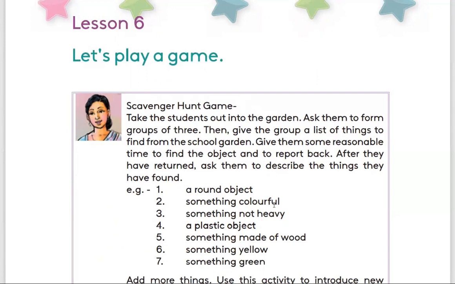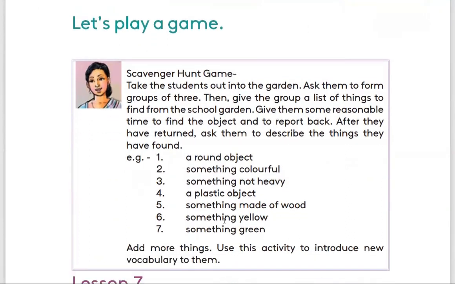What are colorful objects in the garden? Flowers, leaves, sometimes there may be leaves also. Round objects, stones, fruits, right? Then plastic objects, something made of wood, right? Something yellow color. Then yellow color object, something green, and add more things. Use this activity to introduce new vocabulary to them.